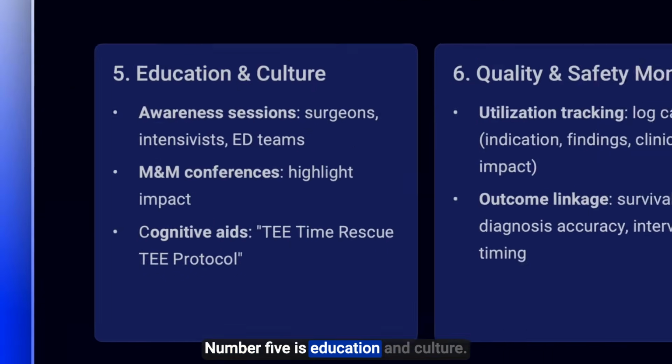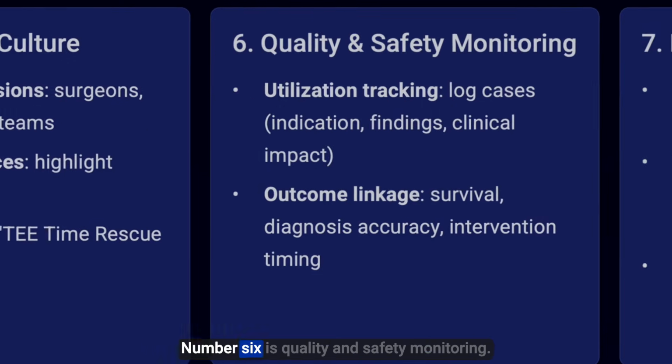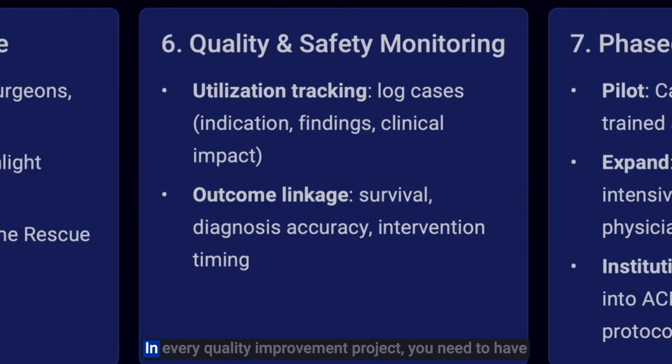Number 5 is education and culture. You want to start having awareness sessions when you bring to the attention of surgeons, intensivists, ED teams that this is a service that is now available at your hospital and even should be expected in certain emergencies. Having M&M conferences can help highlight the impact of TEE as if it was performed during emergencies for some patients. Number 6 is quality and safety monitoring. In every quality improvement project, you need to have a way of evaluating the success of the intervention.